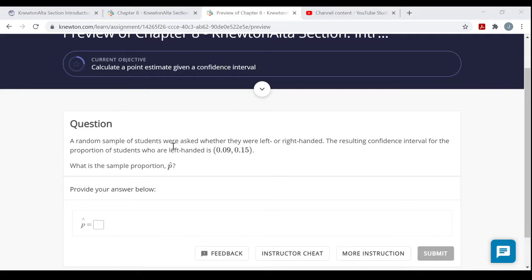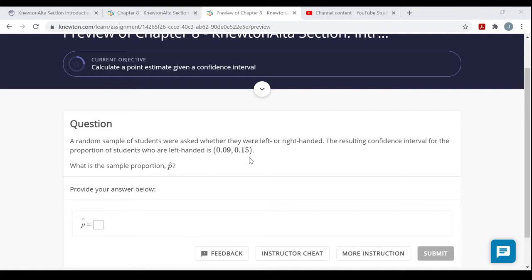So again, this is pretty similar to the first video I did on a question from this objective. A random sample of students were asked whether they were left or right-handed. The resulting confidence interval for the proportion of students who are left-handed is 0.09 to 0.15. So again, this is a confidence interval. It estimates the population proportion, p, of students who are left-handed.